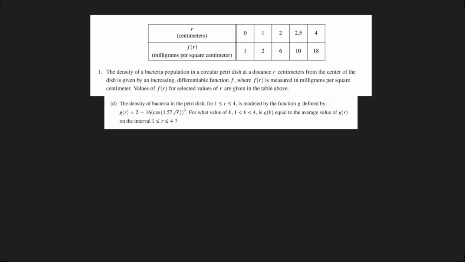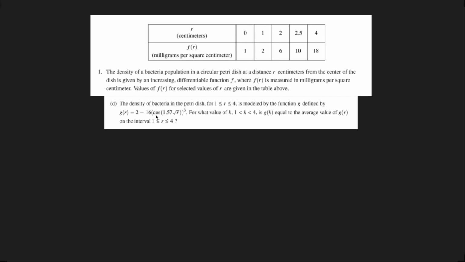So for our final part, the density of bacteria in the Petri dish for 1 to 4 is modeled by the function g defined by this function. And we're asked, for what value of k from 1 to 4 is g of k equal to the average value of g of r on the interval 1 to 4? So it's asking us, in simpler terms, in the interval 1 to 4, when is this function going to be equal to the average value?